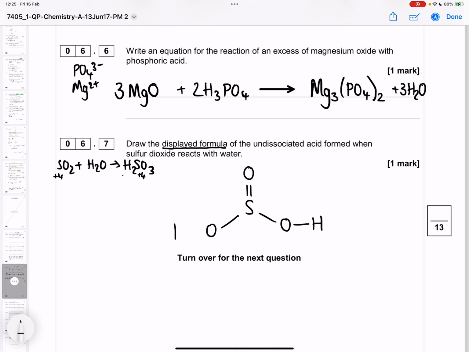And then the undissociated acid means the hydrogens are still attached. They're attached to the oxygens. We've displayed it. We've drawn every atom and every bond.